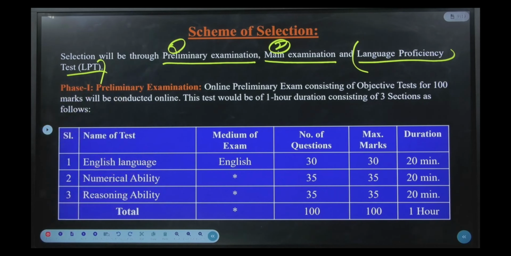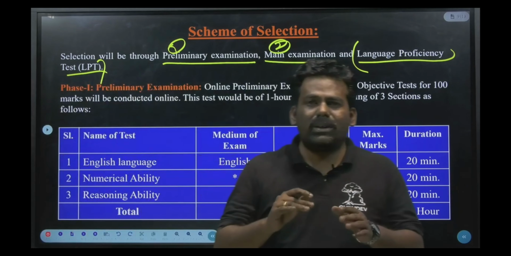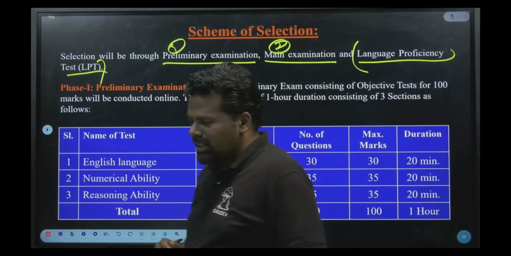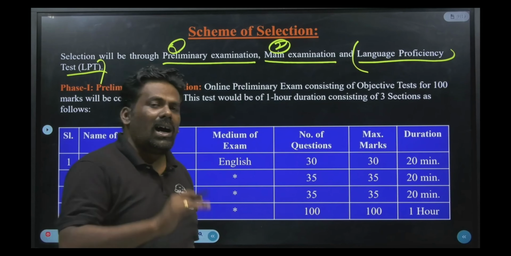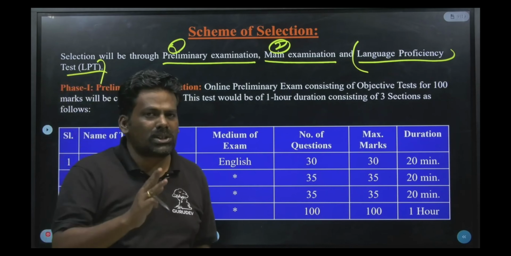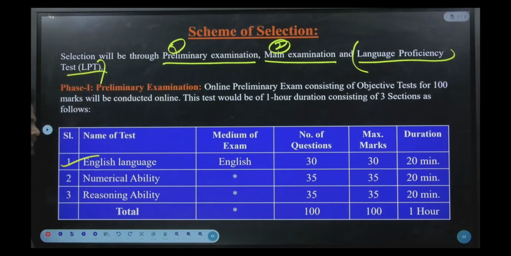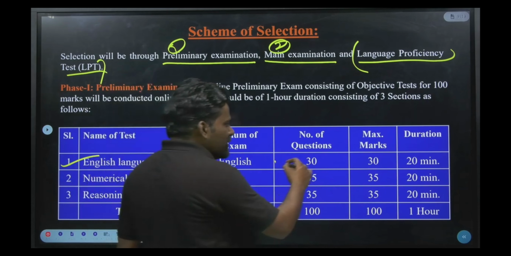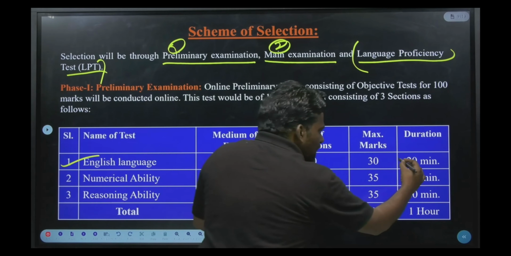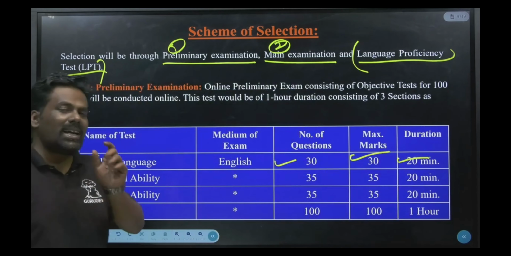So the preliminary examination will consist of objective questions, and the examination will be conducted online. Okay, as simple as that. Now in the preliminary examination, you will be getting 100 questions from 3 different subjects. So which are those 3 subjects? Let us understand. Those 3 subjects are English language, where you will get 30 questions, which you have to solve in 20 minutes, and the marks allotted for those 30 questions is 30. Each question carries 1 mark.